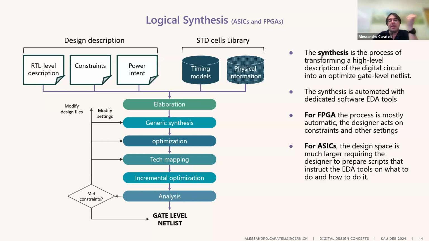The standard cell library, as we saw before, is a library including all the basic building blocks. The synthesis is an automated process and you use dedicated software tools. For FPGA, this process is mostly automatic, so the designer can act on the constraints and the settings. For ASIC, you have much more flexibility, so it's a bit less automatized. You basically end up writing a lot of scripts, generally in Tcl or other languages, that instruct the software tools on how and what to do. But the concept is the same.